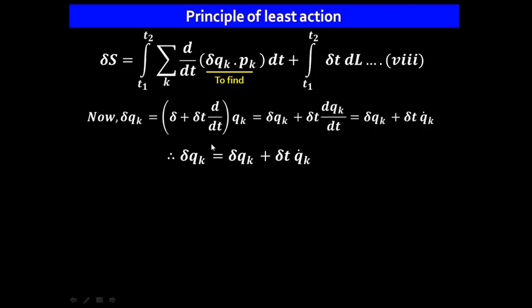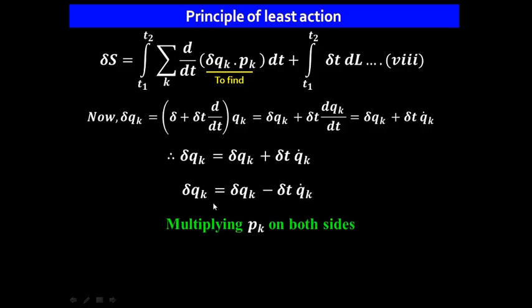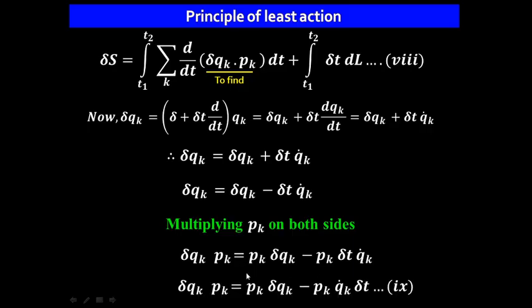We'll bring this term to the other side, so we get delta qk is equal to delta qk minus delta t into qk dot. But we have to find the product of delta qk into pk, so we'll multiply pk on both sides. We get delta qk into pk is equal to pk into delta qk minus pk into delta t into qk dot. Here we just rearranged pk and qk dot, and kept delta t at the last. Suppose this is equation number 9.